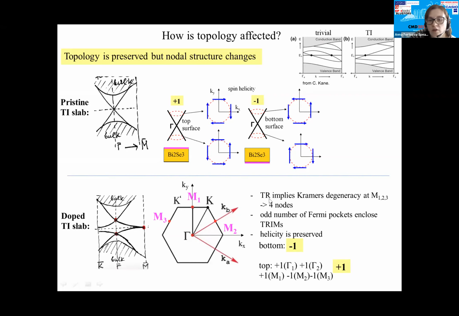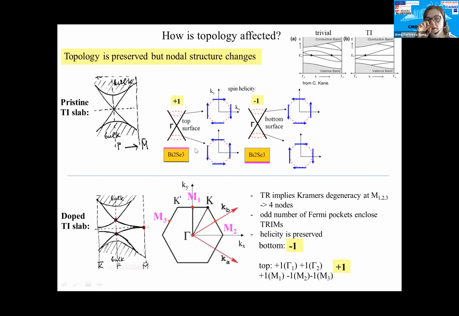It's also clear that time reversal symmetry implies Kramers degeneracy at time reversal invariant momenta. In this case, the time reversal invariant momenta are the three inequivalent M points, which are exactly the corners of the Brillouin zone. So it is not surprising that we have an additional Dirac node at the M point. So the only difference with the pristine situation is that we now have two nodes plus four, which is actually six nodes in the whole Brillouin zone.